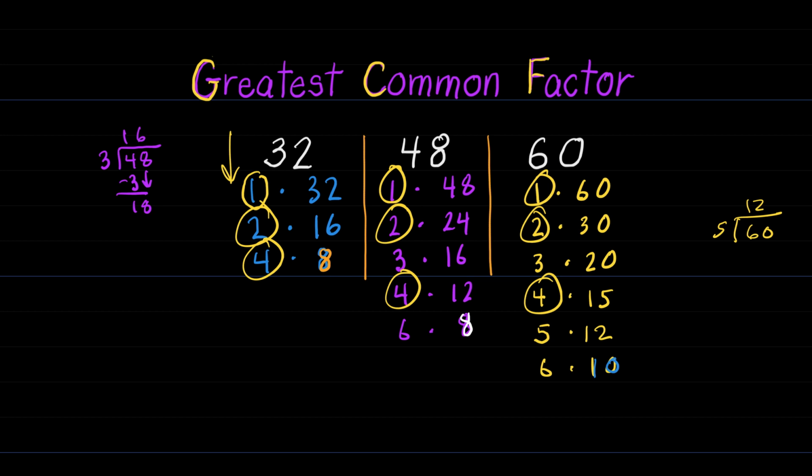Do they all have 8s? Oh, there's an 8 on the first list and the second one, but not the third. Okay, let's go to 16. Do they have 16s in common? Almost. We had a 16, a 16, and a 15. What about a 32? Nope. We're done now. What is the largest number on that list? It's a 4. So the largest number that can divide into 32, 48, and 60 is 4. Was that easy or what?